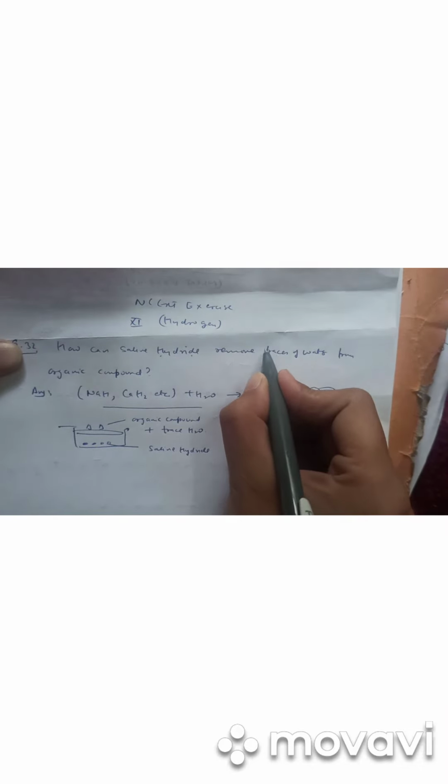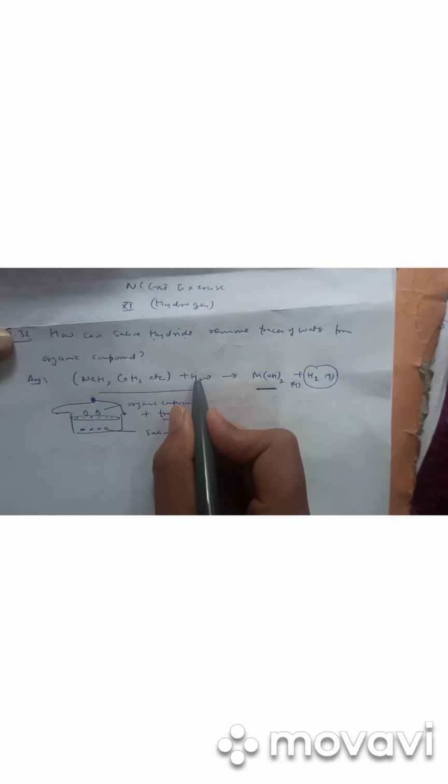So trace water means very little amount of water. What you have to do, you take a desiccator. At the bottom of the desiccator you put saline hydride, and above the perforated panel we put the organic compound, and then cover the glass of the desiccator and keep it overnight.